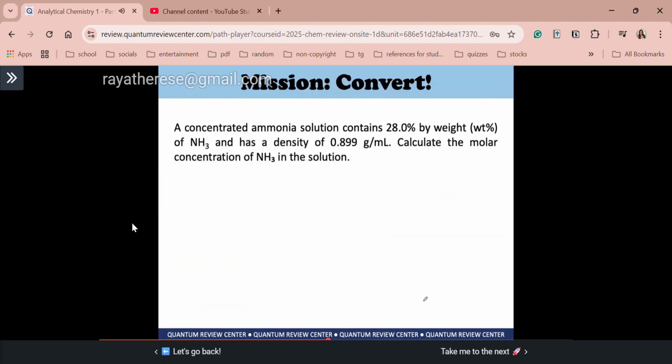The next mission, convert. Magko-convert tayo from one unit to another. Class, ito na yung madali eh. Ito yung madaling way ng problem solving here sa solution, sa solubility lesson natin. Kaya dapat, tama kayo dito. Okay? A concentrated ammonia solution contains 28% by weight of ammonia and has a density of 0.899 gram per ml. Calculate the molar concentration of ammonia in the solution.